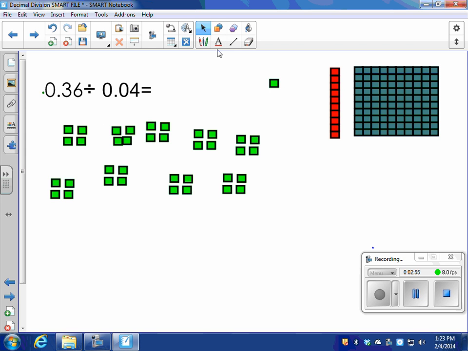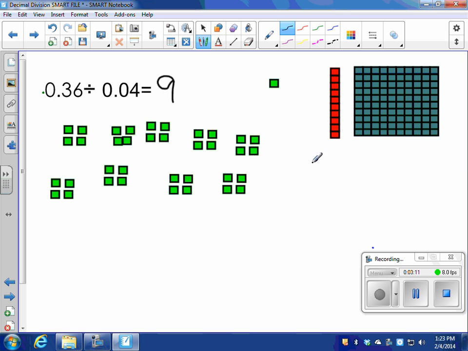So to get my answer, I'm just going to count the total number of groups. 1, 2, 3, 4, 5, 6, 7, 8, 9. So I have 9 total groups. So the answer to this problem, 36 hundredths divided by 4 hundredths, is equal to 9.